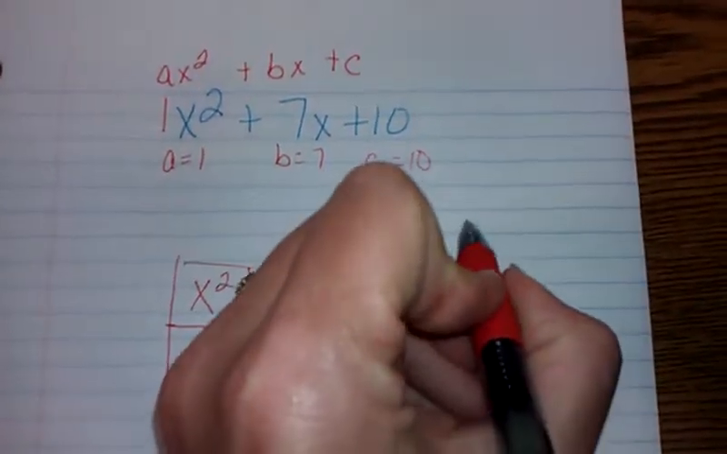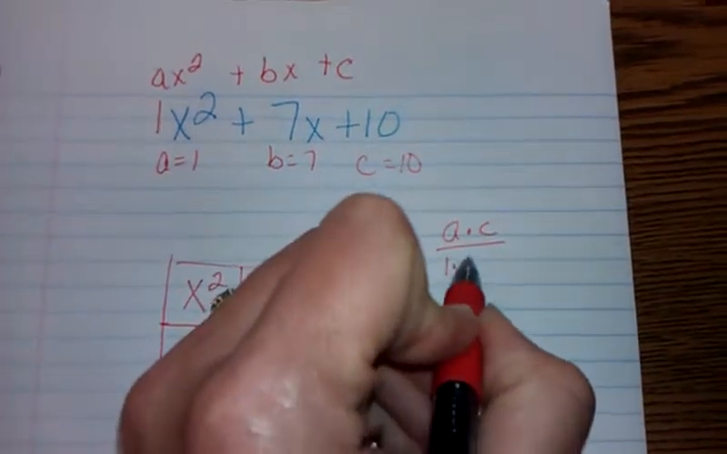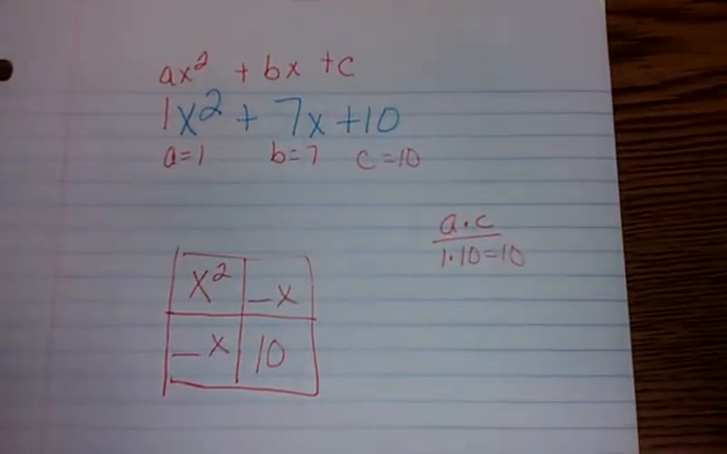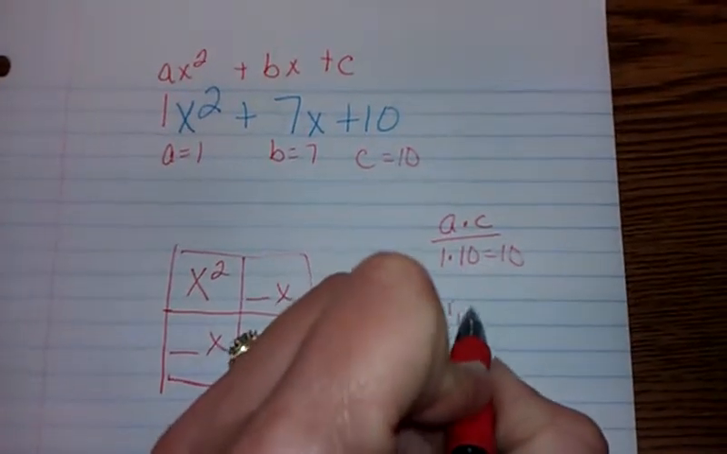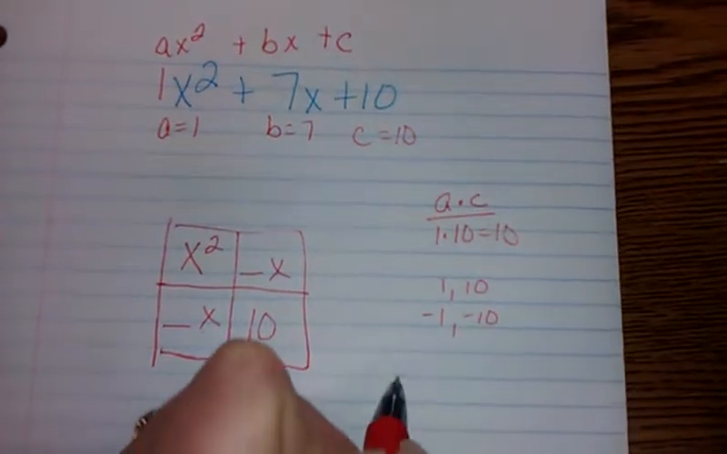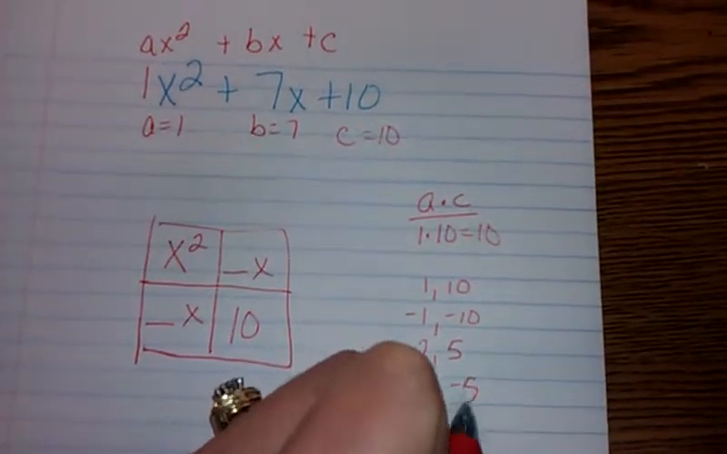You're going to come over here and go a times c. A times c is 1 times 10, which gives you 10. You want to find the factors of 10. You have 1 and 10, negative 1 and negative 10, 2 and 5, negative 2 and negative 5.